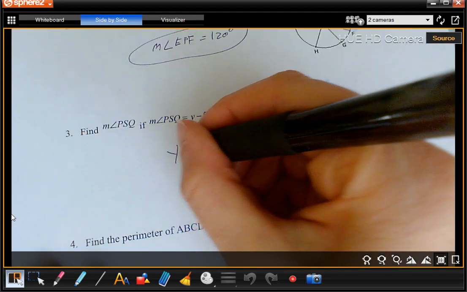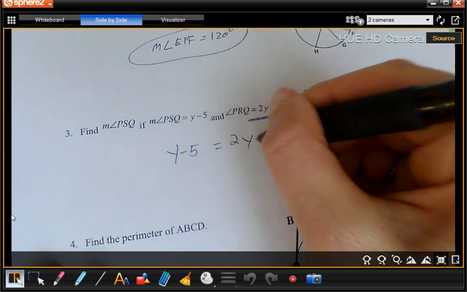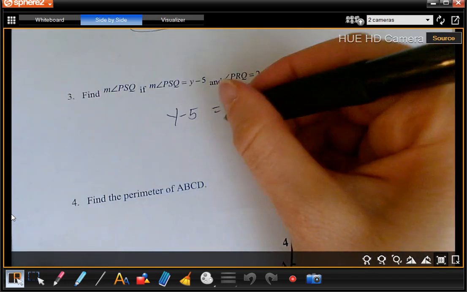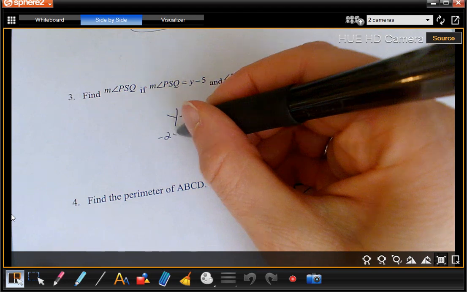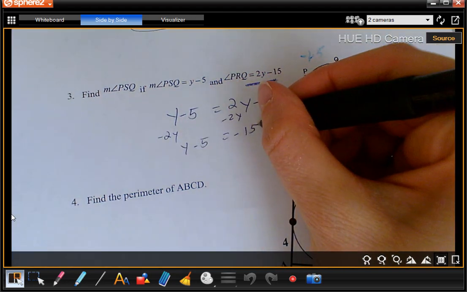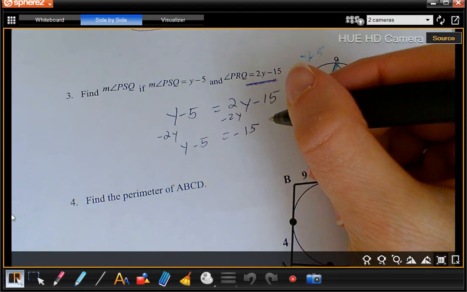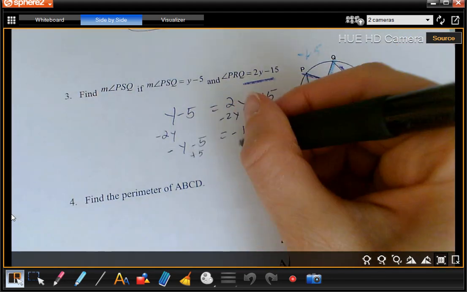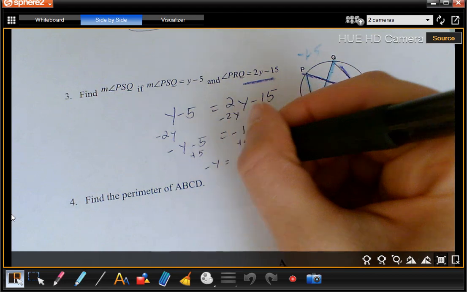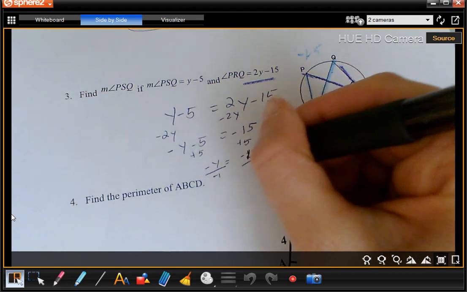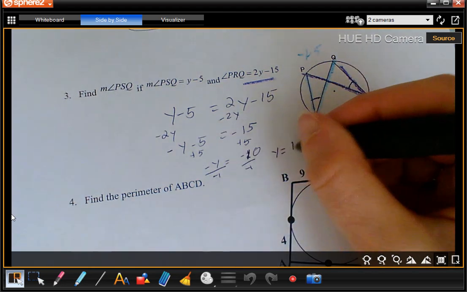So y minus 5 equals 2y minus 15. We are going to then get them on the same side. So I'm going to subtract 2y. And I get negative y minus 5 equals negative 15. Plus 5 both sides. Negative y equals negative 10. Divide both sides by a negative. And I get y equals 10.